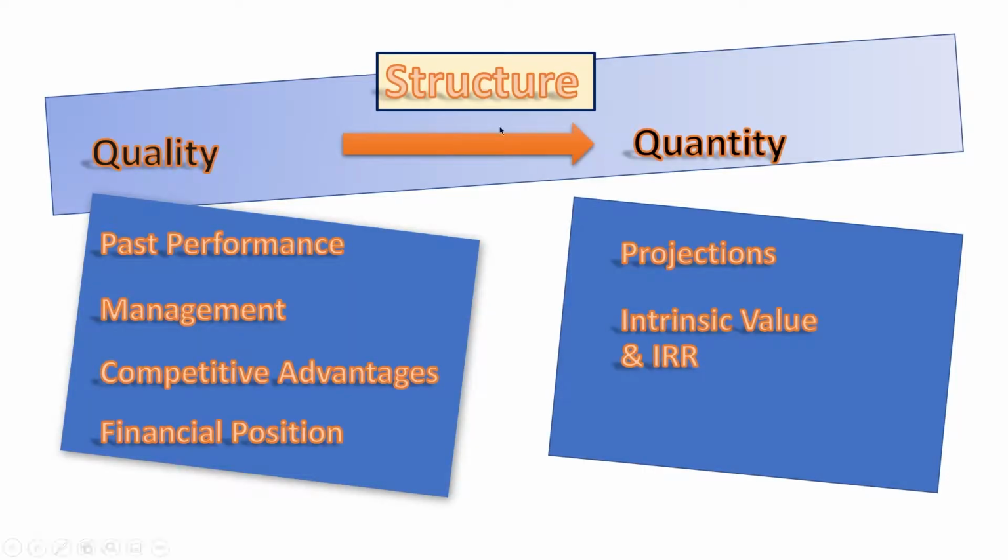If you have seen my previous videos, you know that it's divided in two aspects, qualitative and quantitative. The qualitative aspect includes past performance, management, competitive advantages, and financial position. And once I am happy that the company passes all these four measures, I go to the projections and the calculation of the intrinsic value. And if the price is attractive versus the intrinsic value, then I invest in the business.